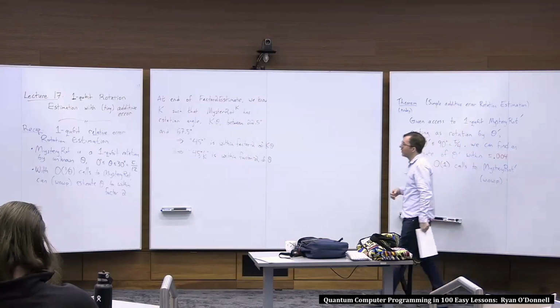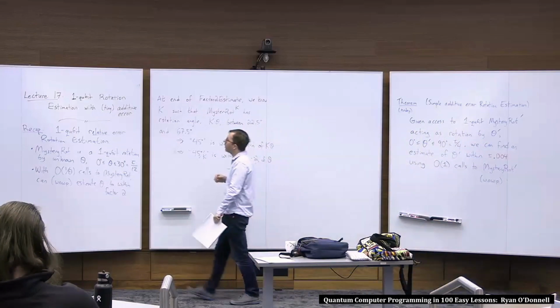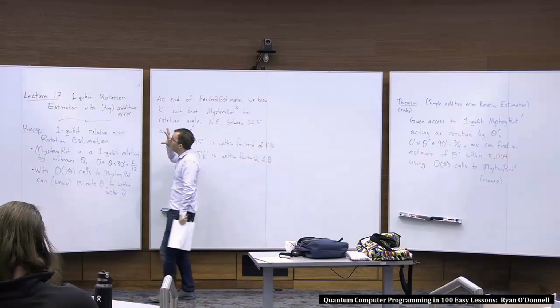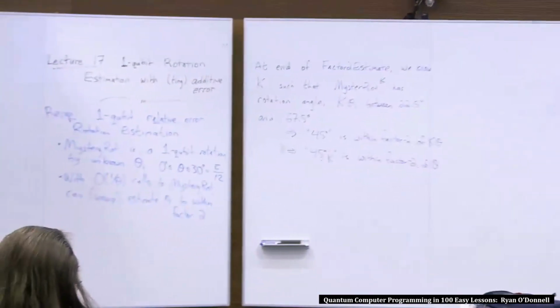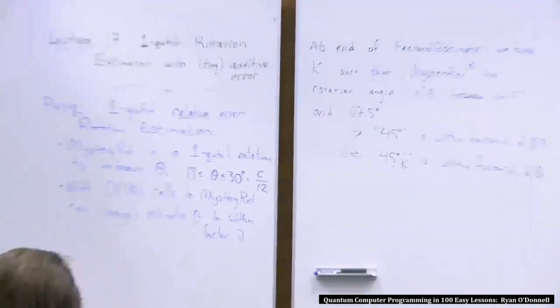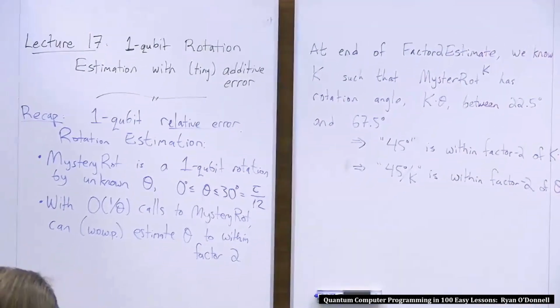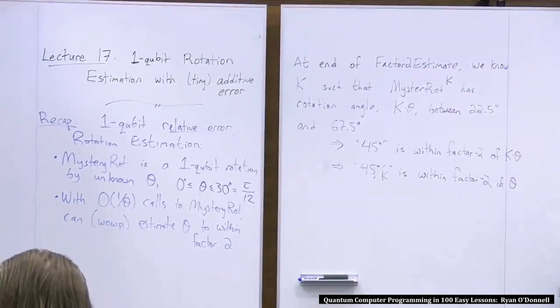Today we're going to talk more about rotation estimation. It won't even be the final form, but this is the key ingredient for the factoring algorithm, and it's also a key ingredient in wrapping up Grover's algorithm. So where were we last time?